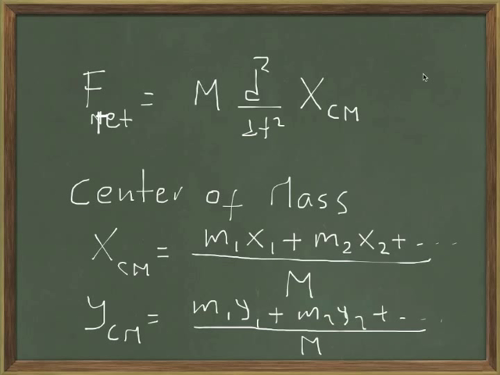So that point in the object, which might be inside the object, it might be outside of the object, doesn't matter what it is, but that point has the special property that it moves according to this very simple equation, which is basically Newton's second law.